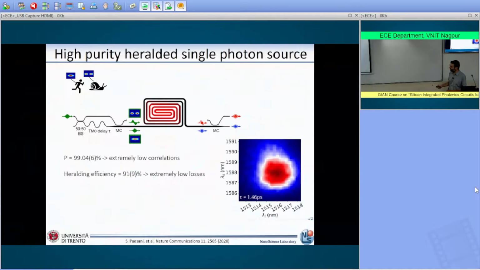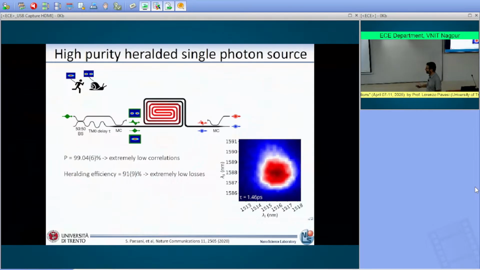So you see here that the purity is 99.04%. We have an extremely low correlation. How can we get that? By introducing, in the circuit that I've shown you before, a serpentine by which the photon mode that is traveling on the fundamental order is slowed down with respect to the mode that is traveling on the first order mode. And therefore, the overlap within the multimodal waveguide increases slowly, reaches a maximum, and then decreases.